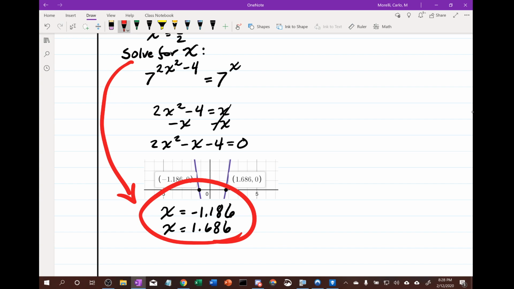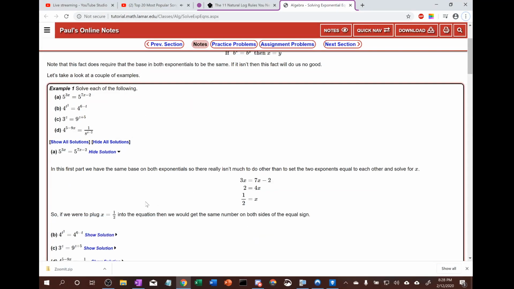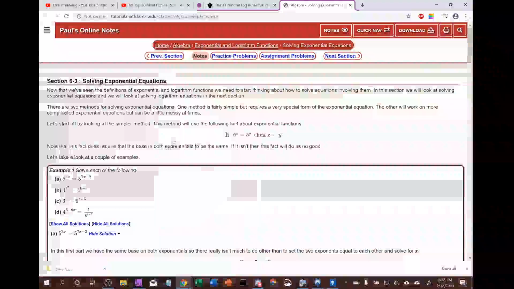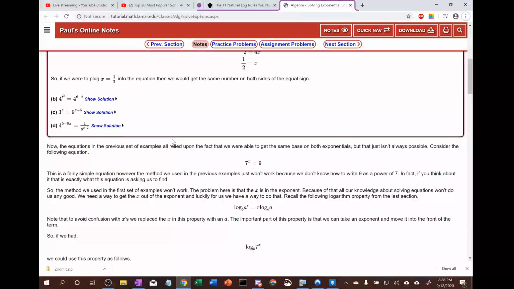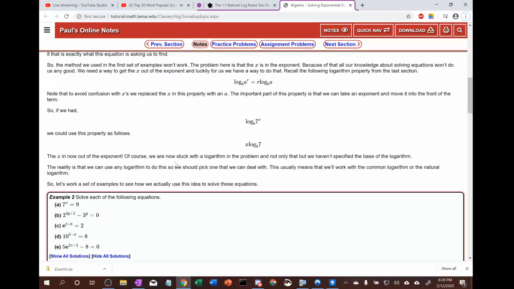All right, so let's go back to Paul's notes, see what else Paul's got for us. Are we still doing the exponents or the exponential right now? Yeah, we are. Okay, that was pretty easy. So now, here's the rule, all right?